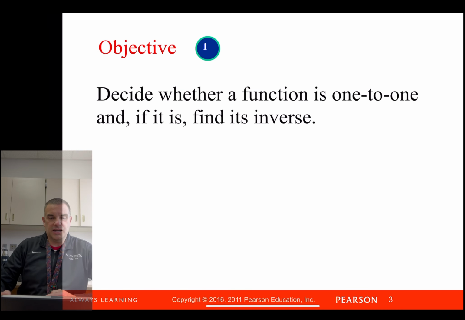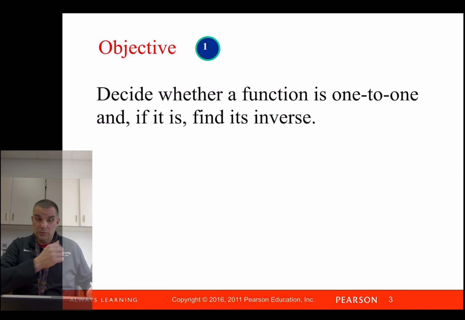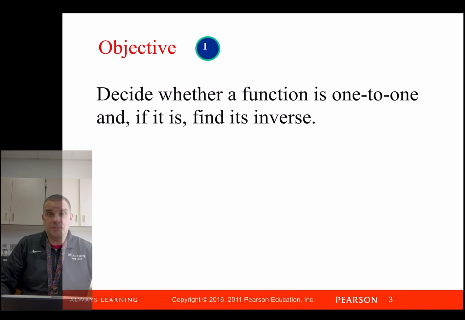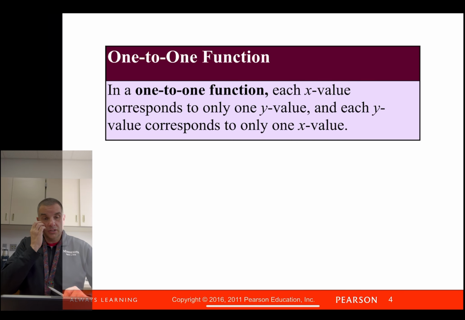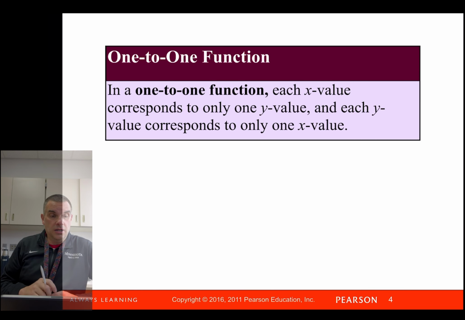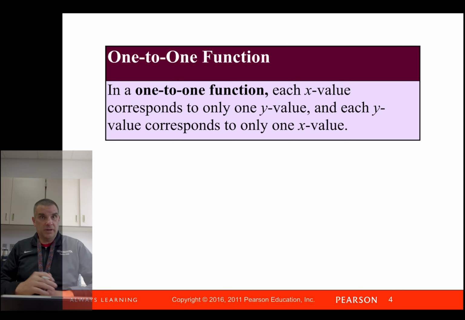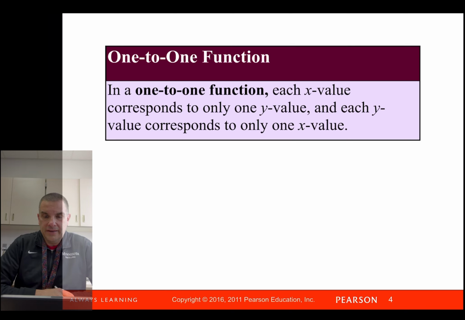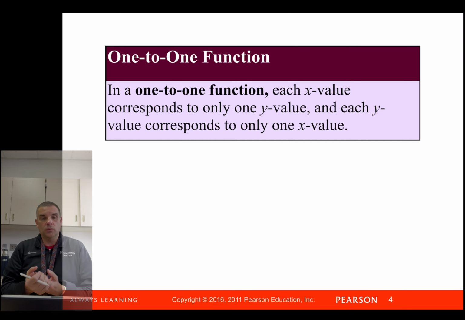So first one, we're going to decide whether a function is one-to-one, exactly what one-to-one means. And then if it is, find what we call the inverse. In a one-to-one function, each x value corresponds to only one y value, and each y value corresponds to only one x value.